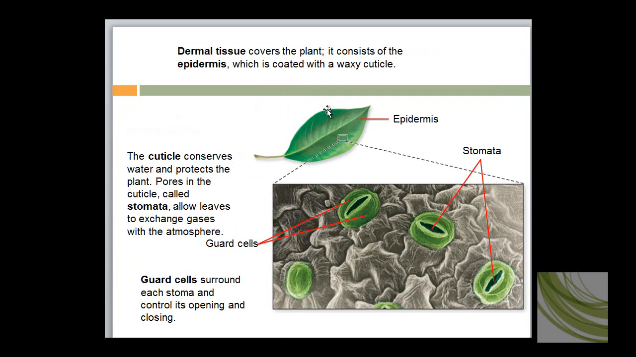Here is a dermal tissue, covers the plant. It's called an epidermis, and a lot of them are coated with this waxy cuticle, that shiny part on a leaf. And then you have these little stomata. And the cuticle conserves water, protects the plant. The stomata allows it to exchange gases. So carbon dioxide goes in, oxygen comes out, but also water comes out of these stomata. And so the plant, depending on conditions, can either open or close these stomata. The structures they use to open and close the stomata are called guard cells.